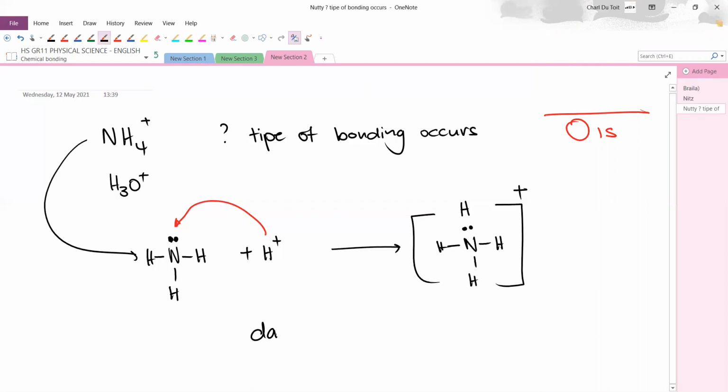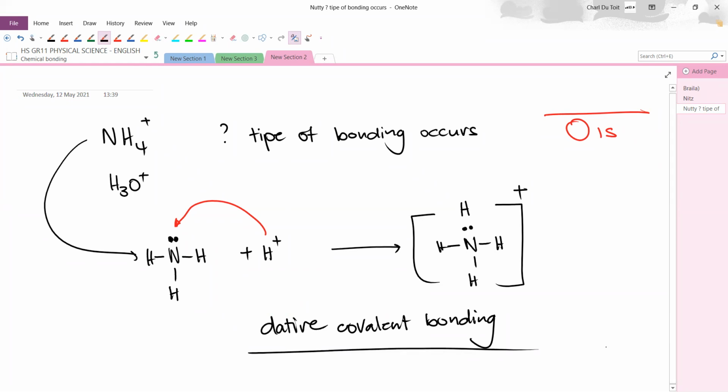I think you spell it like this: dative covalent bonding. Just check that. No, it doesn't have an I, just without the I. Yes, so it's not "dative" with an I, it's just dative. Dative covalent bonding. And the hydronium molecule does exactly the same. It's just a water molecule where one hydrogen ion attaches to one of the lone pairs of electrons on the water molecule.